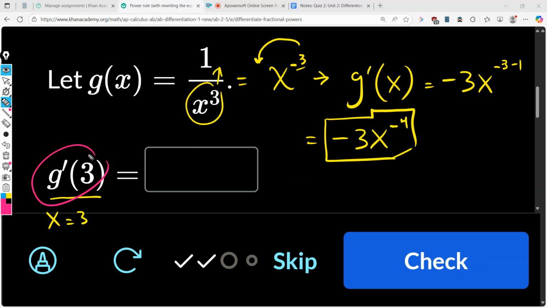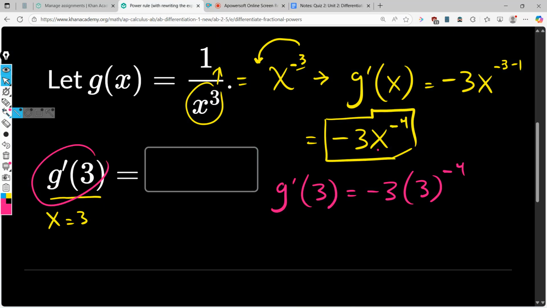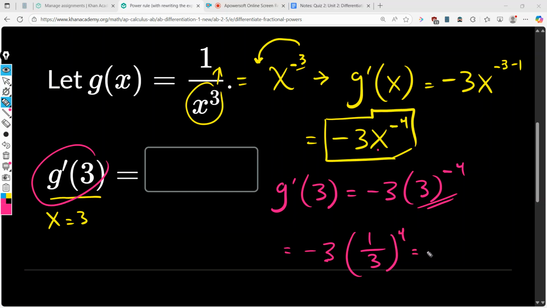We want to do that at g prime of 3. So if we do g prime of 3, we're subbing in 3 right in place of x. We have our negative 3. In place of x, it's positive 3, and that is to the power of negative 4. If you take the reciprocal of this right here, you can change the exponent to positive. So it's negative 3 times 1/3 to the positive 4, to the 4th power.